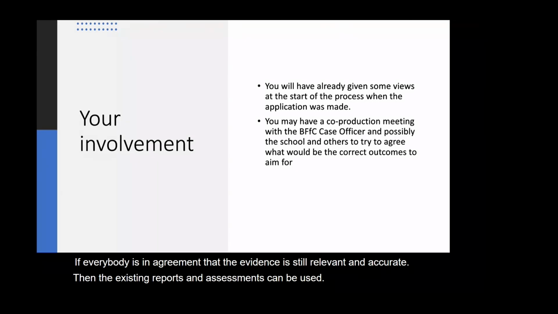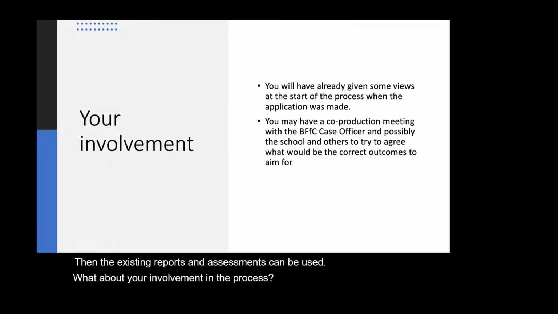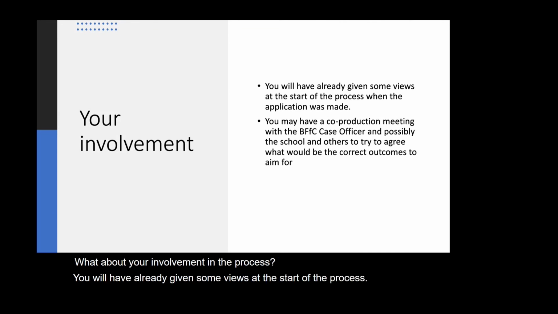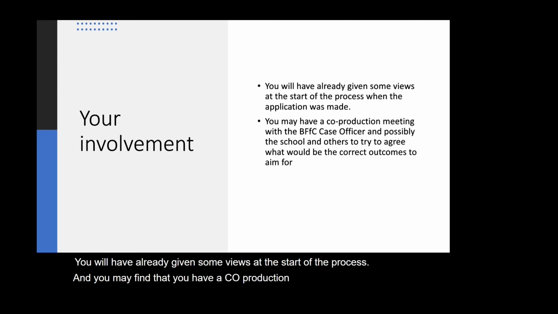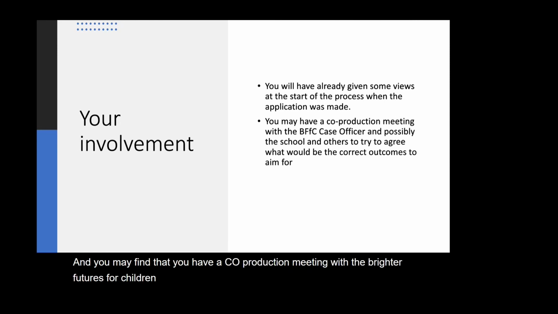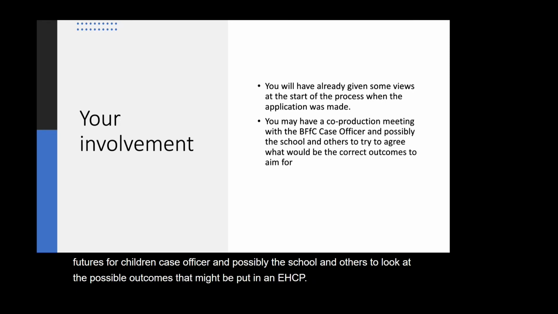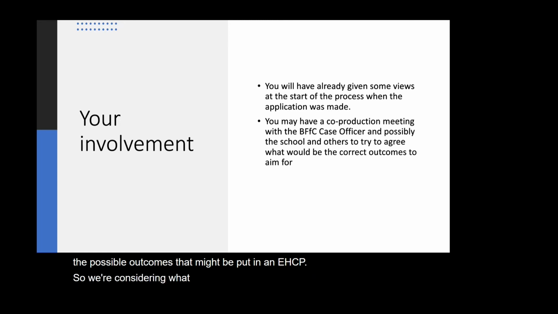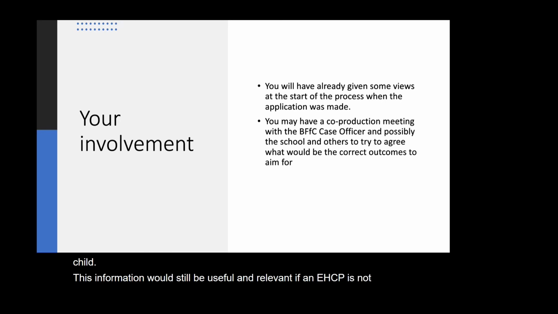What about your involvement in the process? Well, you will have already given some views at the start of the process, and you may find that you have a co-production meeting with the Brighter Futures for Children case officer and possibly the school and others to look at the possible outcomes that might be put in an EHCP. So we're considering what that document might be trying to achieve for the child. This information would still be useful and relevant if an EHCP is not subsequently issued.